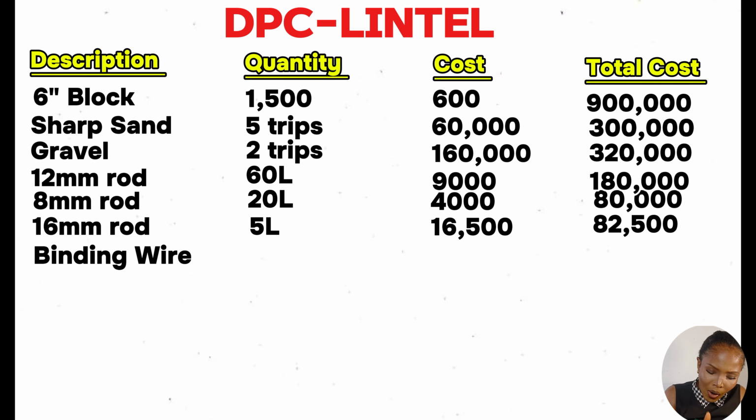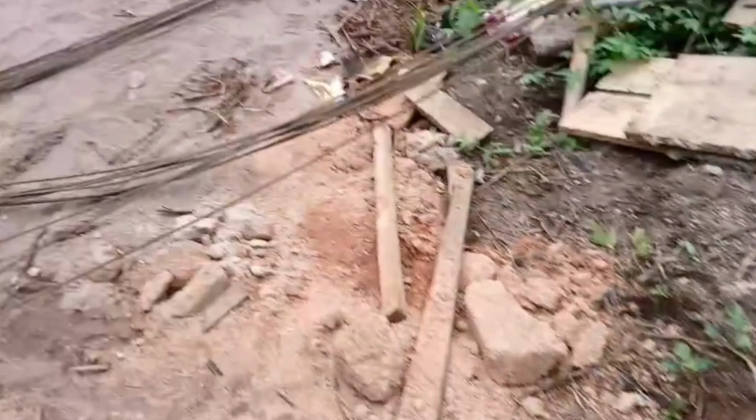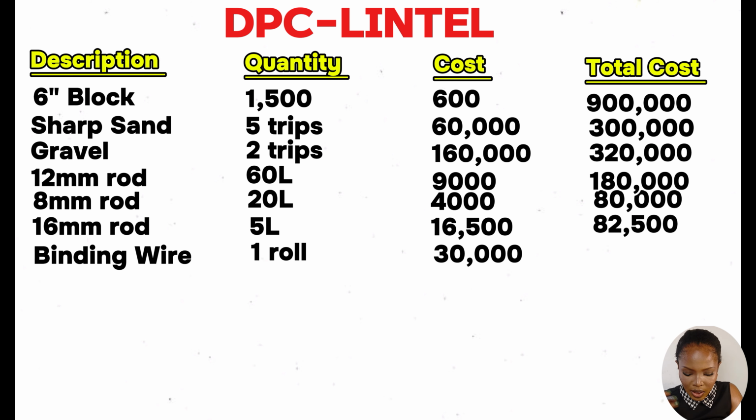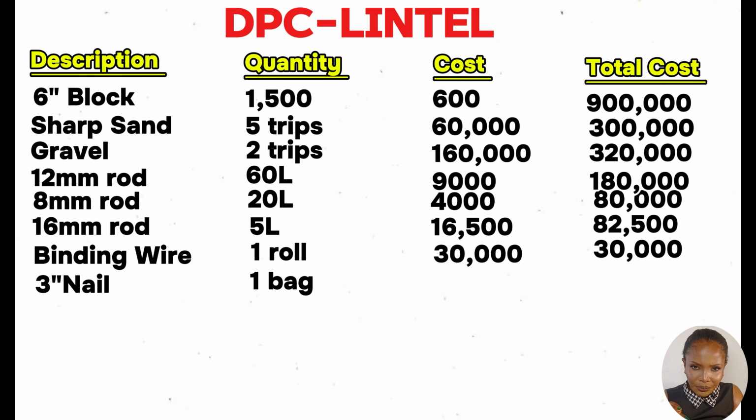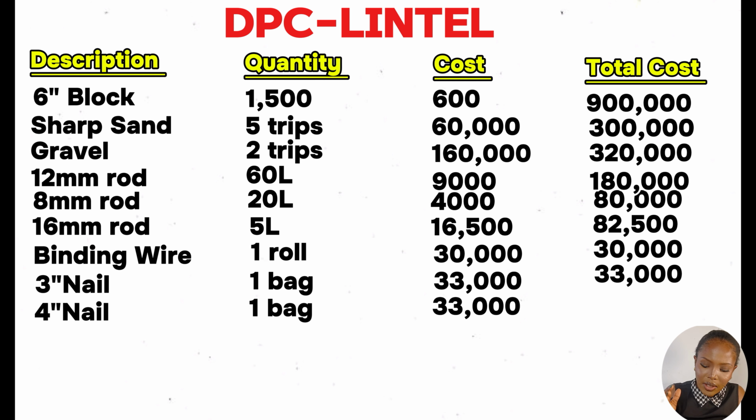Then you need binding wire, 1 roll of binding wire, and 1 roll costs 30,000 naira. So 30,000 multiplied by 1 is giving us 30,000 naira. You need 1 bag of 3 inches nail, and each bag costs 33,000 naira. So 33,000 naira multiplied by 1 is giving us 33,000 naira. You need another 1 bag of 4 inches nail, and that bag costs 33,000 naira. So 33,000 naira multiplied by 1 is giving us 33,000 naira.